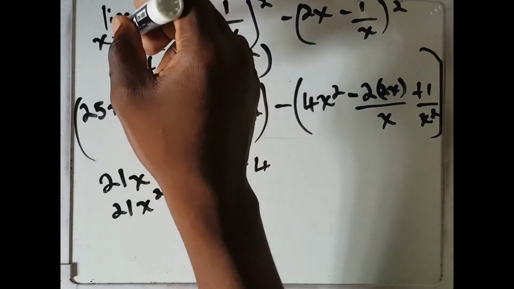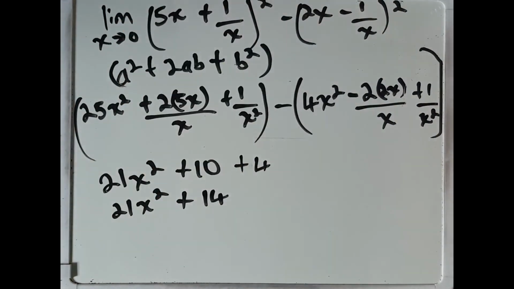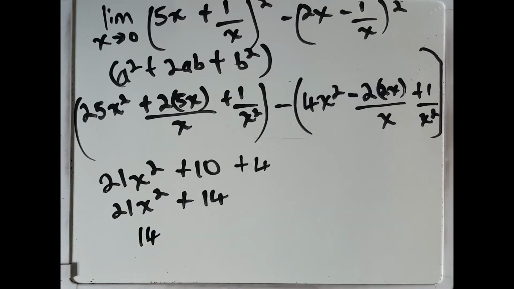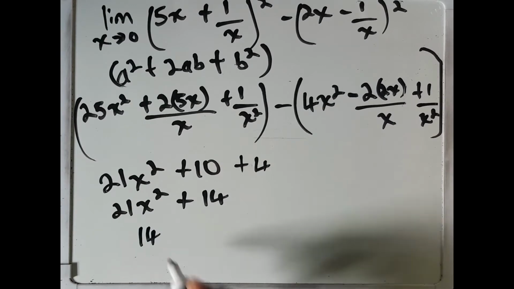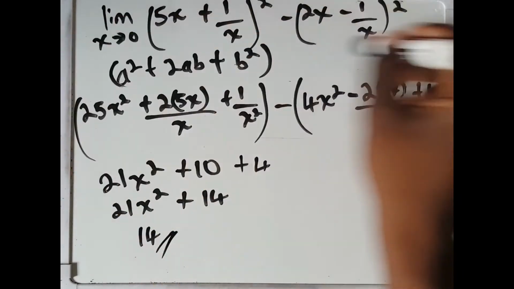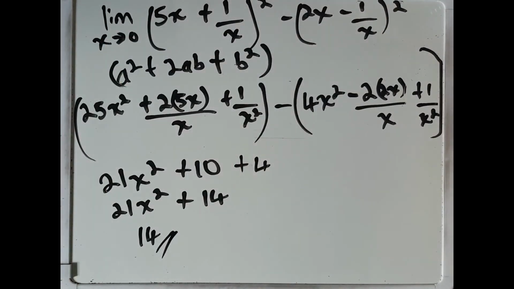So now I can substitute my 0. And I see that if I substitute my 0, I will be left with 14. 21 times 0 is 0, and 0 squared is 0. So 21 times 0 is 0, leaving me with 14 for my limit. So the limit of this function as x approaches 0 is 14.